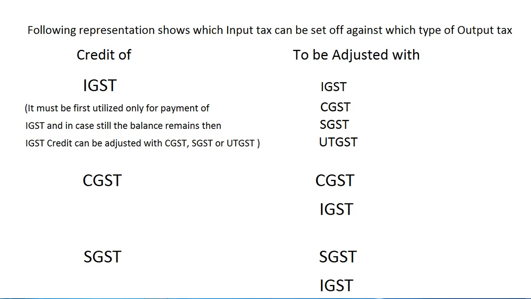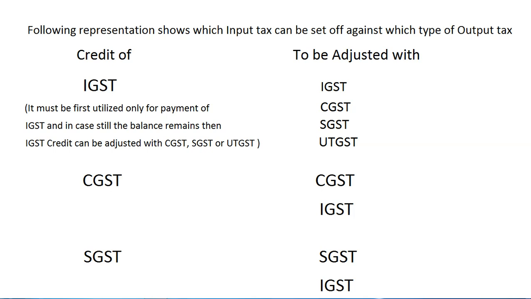Now you can see we have shown a chart which depicts which type of output tax the input tax can be set off against. So here we would like to tell that credit of IGST must be first utilized only for the payment of IGST, and in case the balance still remains, then IGST credit can be adjusted with CGST, SGST or UTGST. Similarly, credit of CGST can be adjusted with output CGST and output IGST, and credit of SGST can be utilized with SGST and IGST.